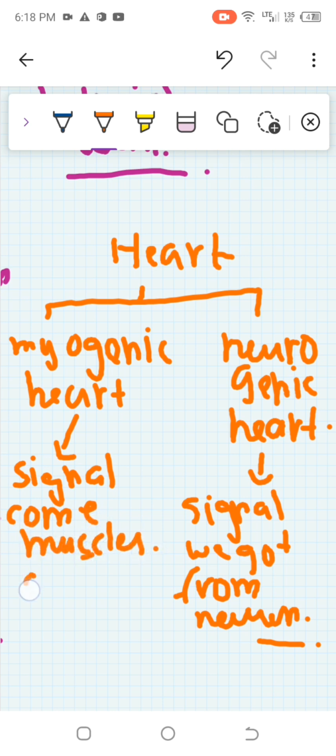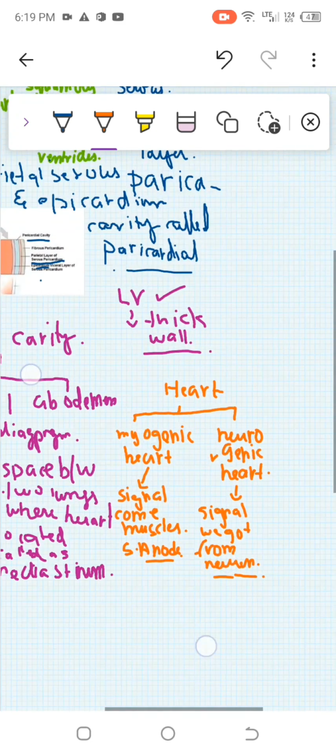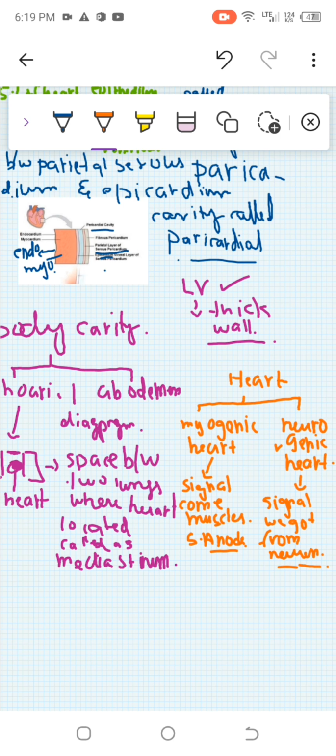Those are the SA node. The SA node is one type of muscle which produces signals to increase or decrease the heartbeat. All these heart activities are controlled by the SA node. So this means the heart is myogenic because signals are provided by muscles. However, in the neurogenic, signals are provided by neurons. I hope this is clear to you.